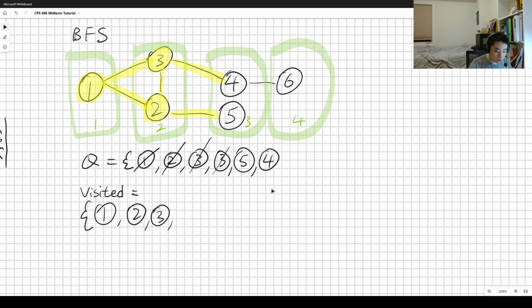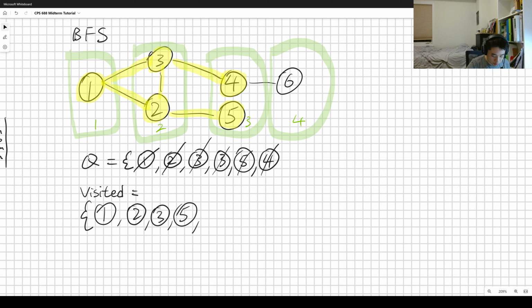And now we're gonna go through vertex 5. So number 5, I'm going to cross this out, and I'm going to add it to my visited. And number 5 doesn't have any connections, so we're done for. Or rather, by connections, I mean unvisited connections. So now we're gonna take a look at number 4, which is over here.